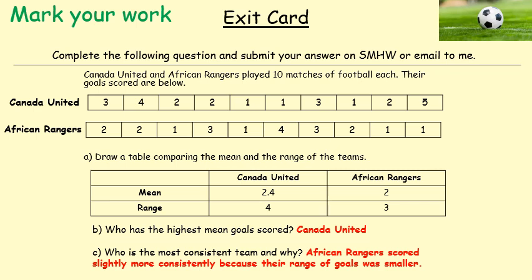Finally, on part C, we want to know which team was more consistent and why. So African Rangers scored slightly more consistently because their range of goals was smaller. So we're really thinking about this range. The smaller the number, the more uniform or the more consistent the data is. So really try and remember those phrases. We're talking about consistency and spread of our data, so differences.